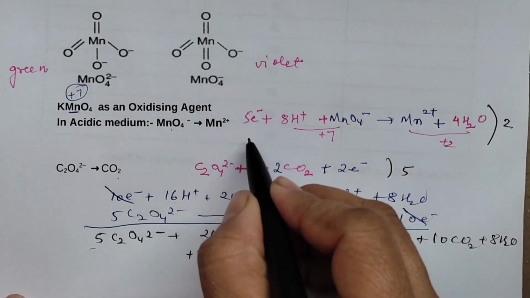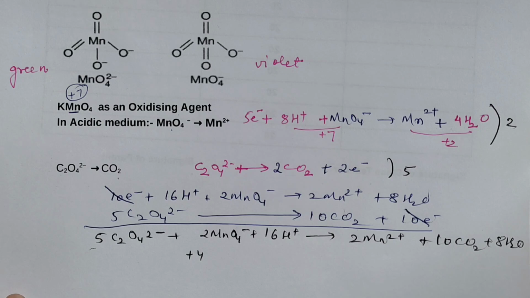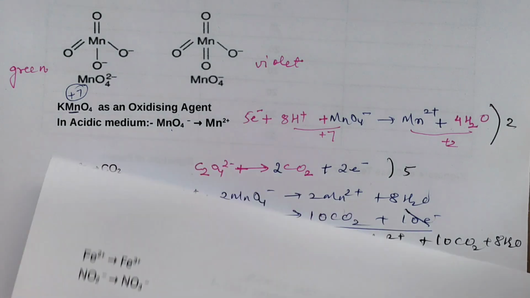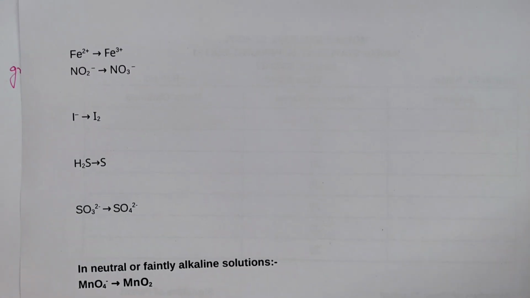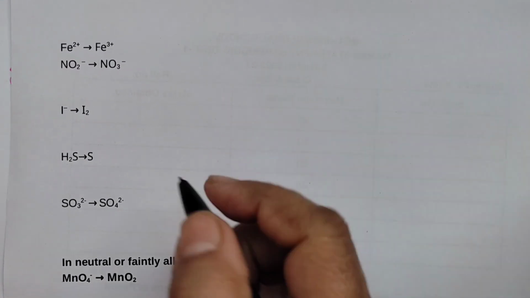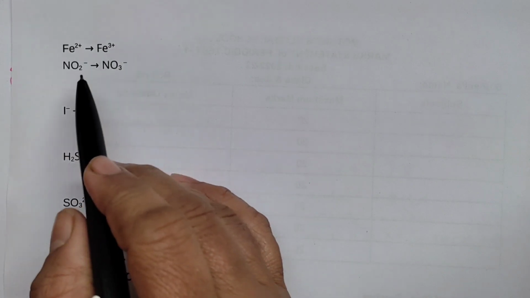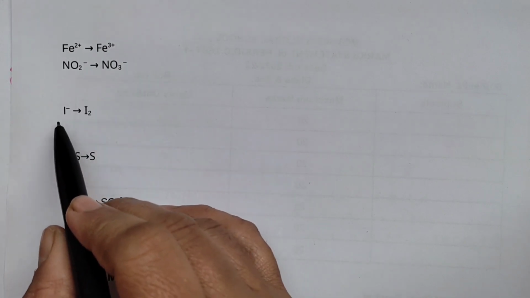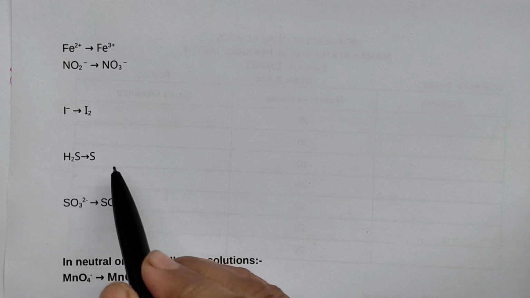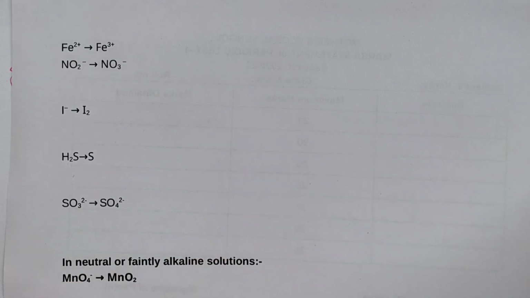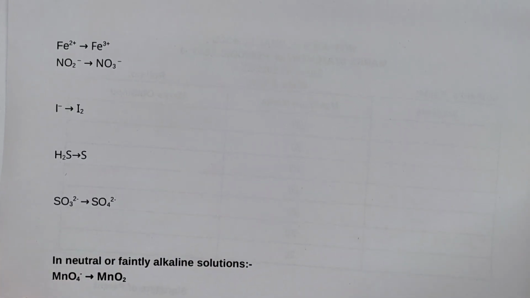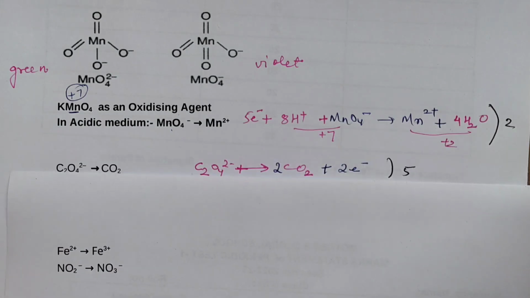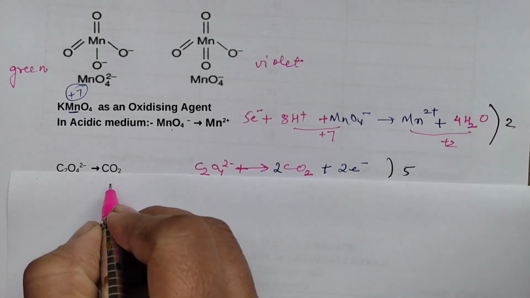So that means this equation is your main one, and you will be adding this permanganate equation to all of them. Which all? You will be learning it like this: permanganate oxidizes ferrous to ferric, nitrite to nitrate, iodide to iodine, H2S to sulfur, sulfite to sulfate and so on. The first thing is I will copy that main equation on the top because that is the common one for all of them.